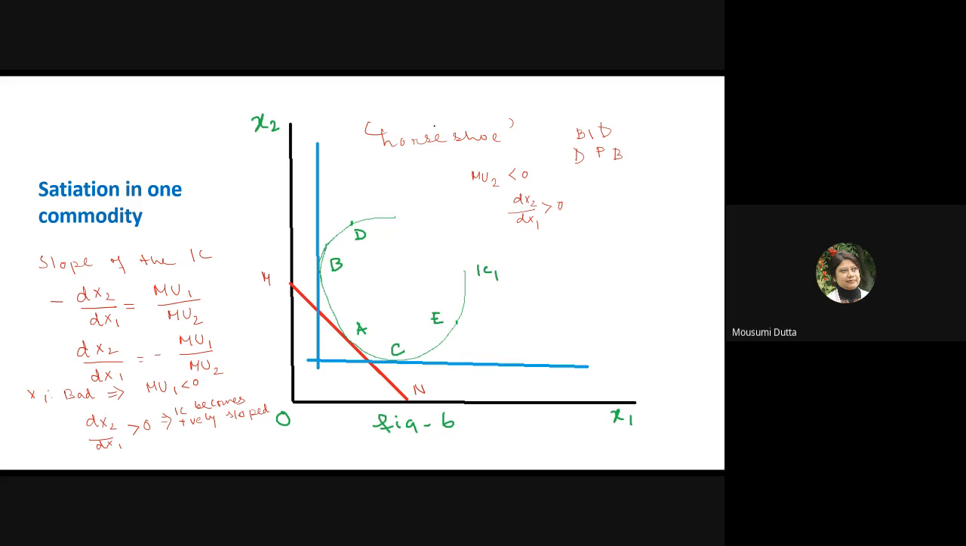So first tell me whether you are understanding the horseshoe shape of the indifference curve. Yes or no? Are you understanding? Yes, ma'am. To repeat. So is it clear to everyone? I want to listen more yes, or if someone has some problem, please let me know.